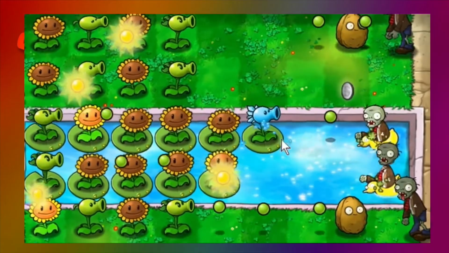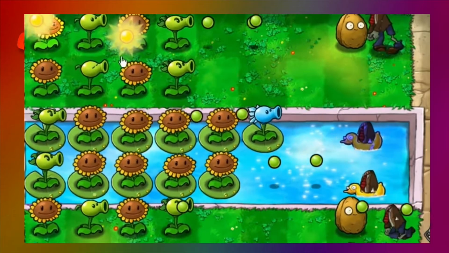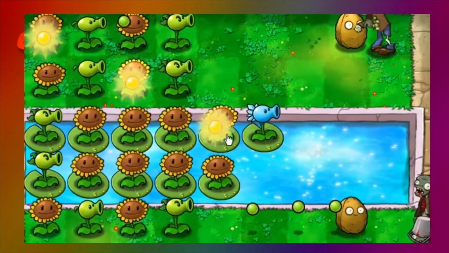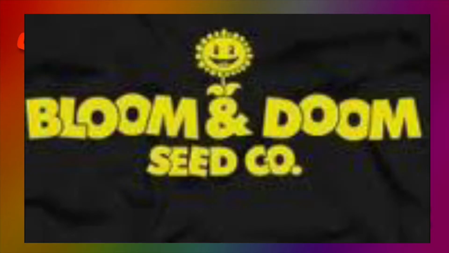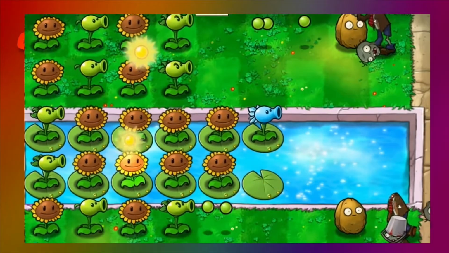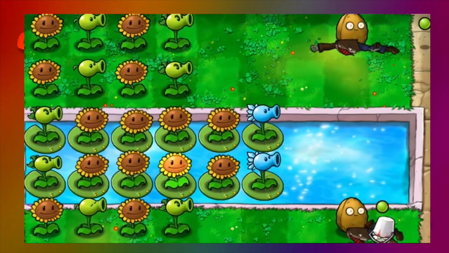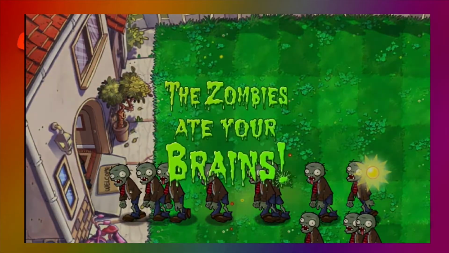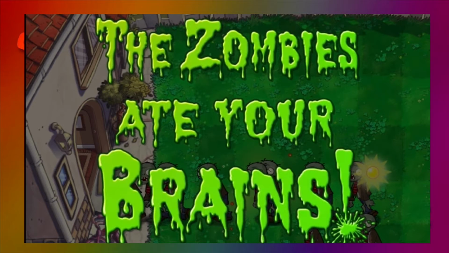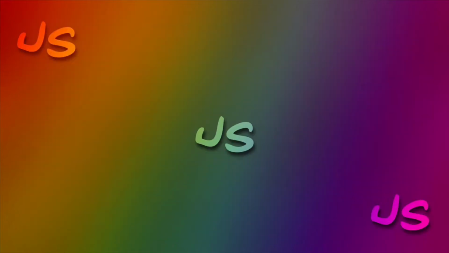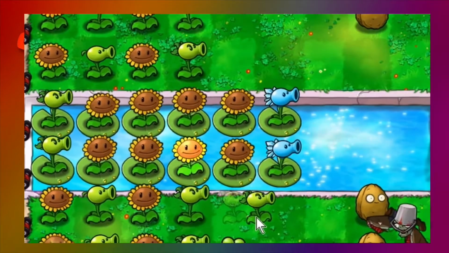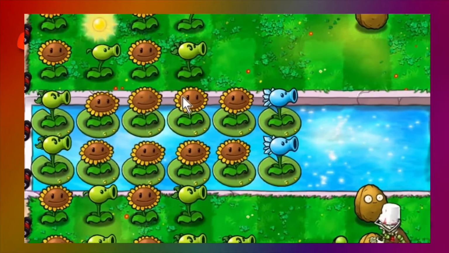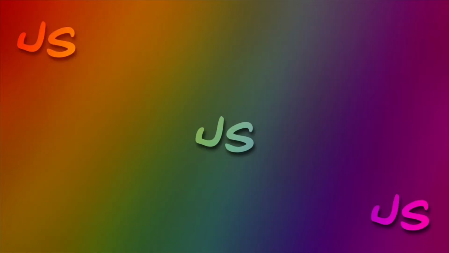Plants vs. Zombies doesn't really tell you a lot lore-wise. Or does it? I mean, we know a few things. The zombies were created by a company called Bloom and Doom Seed Co., which also created the plants. And all these zombies want to do is eat your brains. And when they do, you turn into a zombie. Now, what you may not realize immediately is that since the zombies eat your brains to make more zombies, then the zombies don't have brains. They're already eaten it.